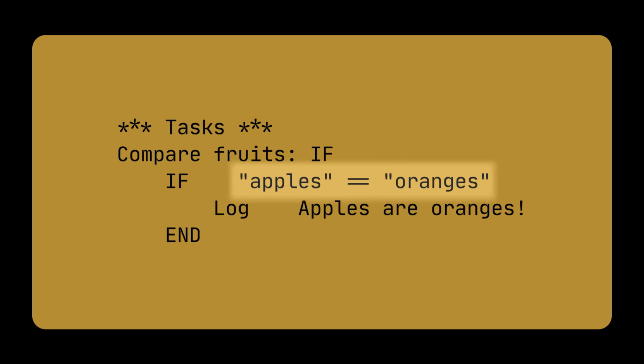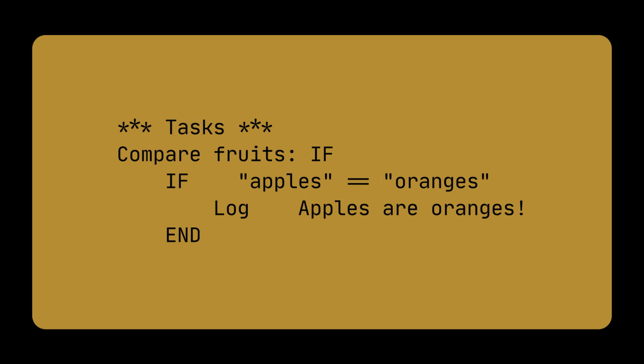IF is followed by a condition. The condition is a Python expression. In this case, the condition is apples equals oranges. The condition compares two strings, apples and oranges. The double equals operator is used to compare the equality of two objects.